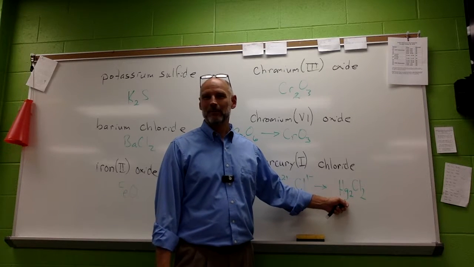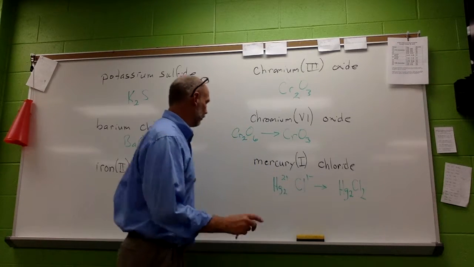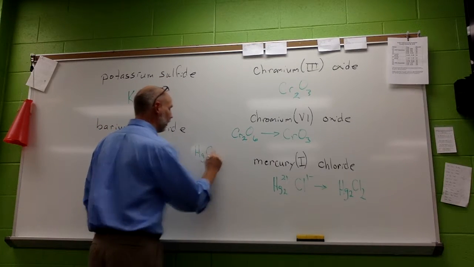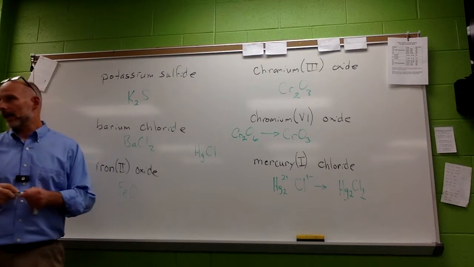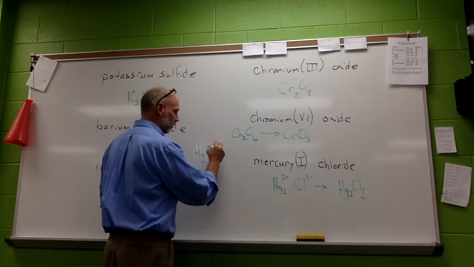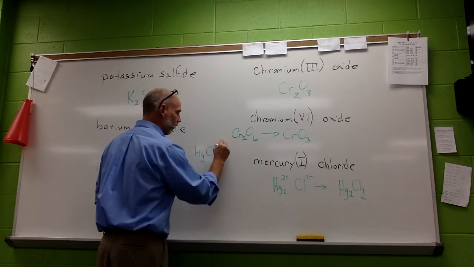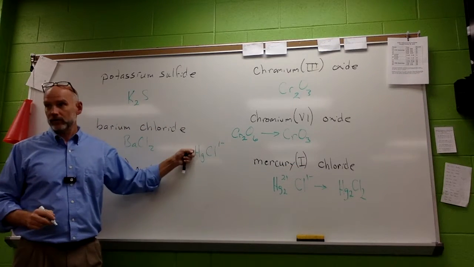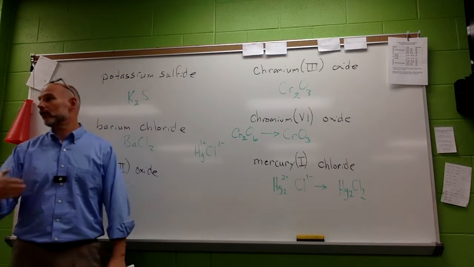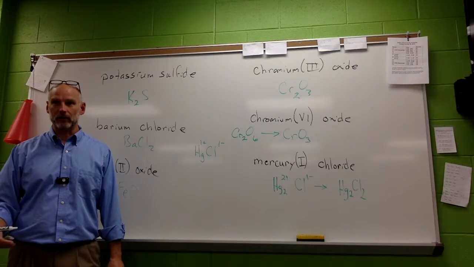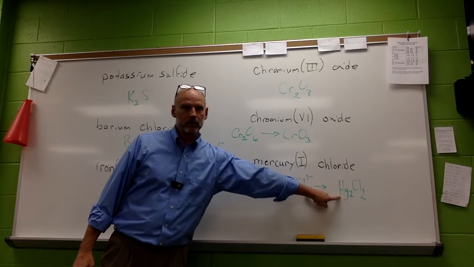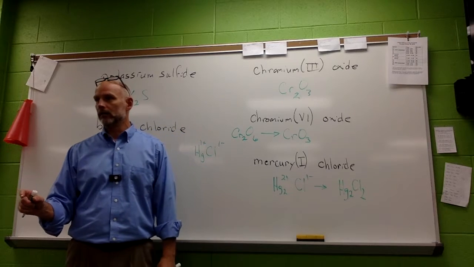Why? Because if I reduced it to this, don't write this down, what does this imply? Well, what's the charge on chloride? 1 negative. If this is 1 negative, then this has to be 1 positive. And there is no such thing as mercury with a 1 positive charge. So this you are not going to reduce to show that it's mercury 1.